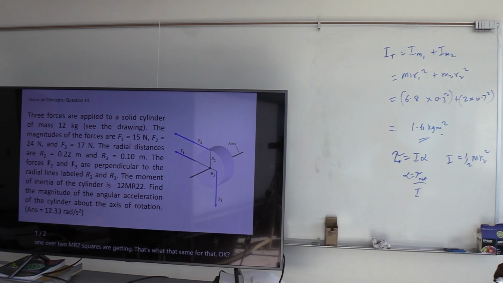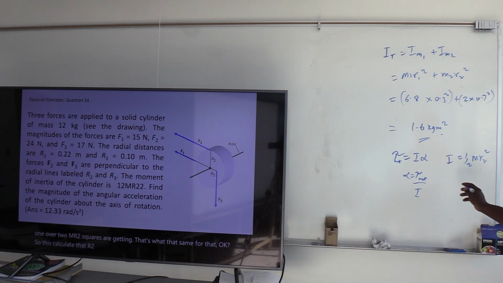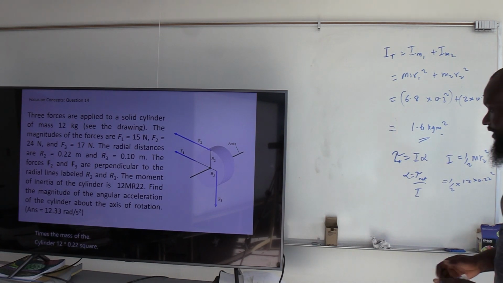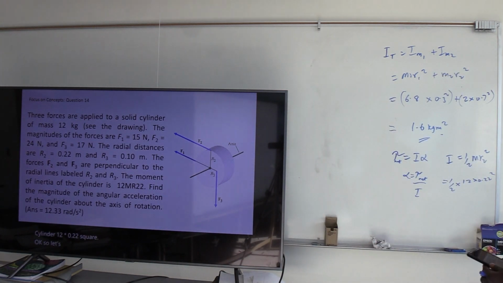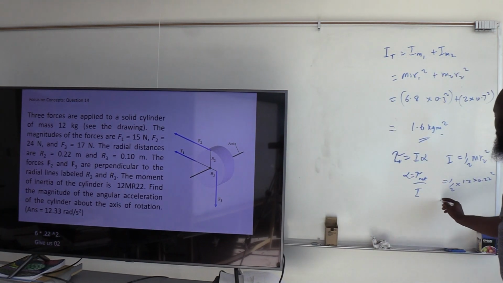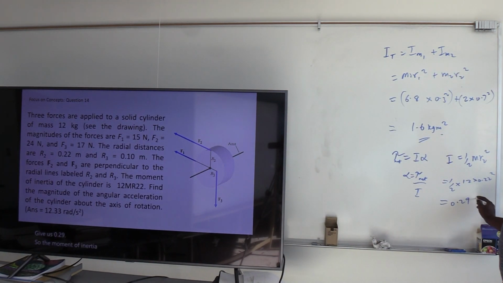So let's calculate that. R2 is given to be 0.22, so my moment of inertia is half times the mass of the cylinder, 12, times 0.22 squared. Let's calculate that first. Half of 12 is 6. 6 times 0.22 squared will give us 0.29. So the moment of inertia is 0.29 kilogram meter squared.